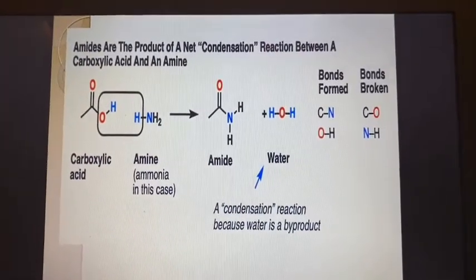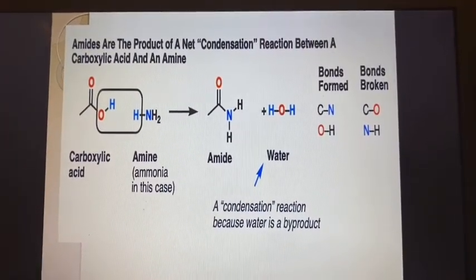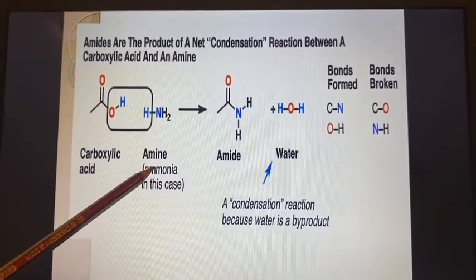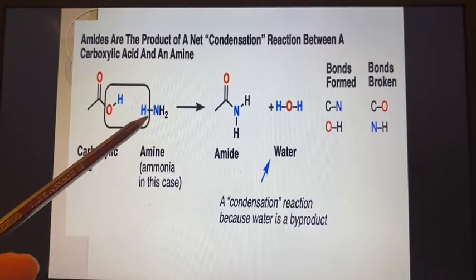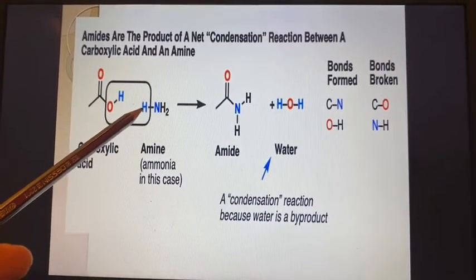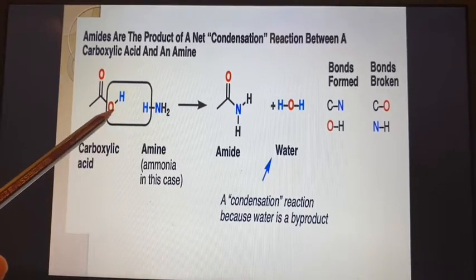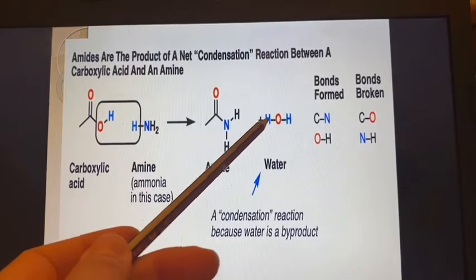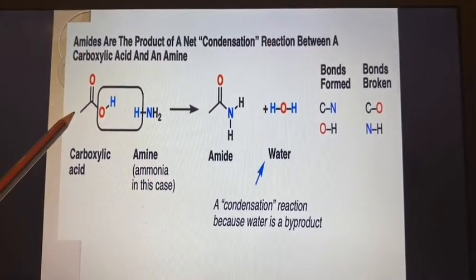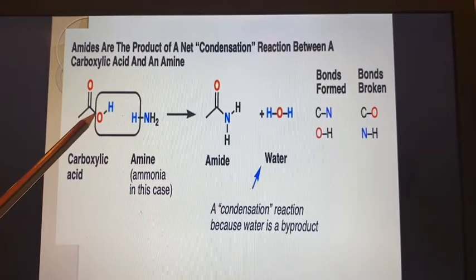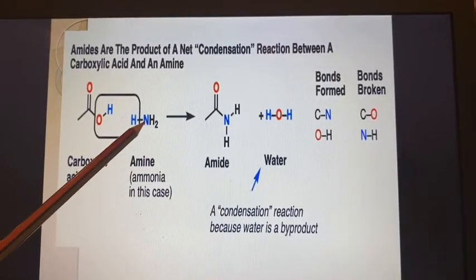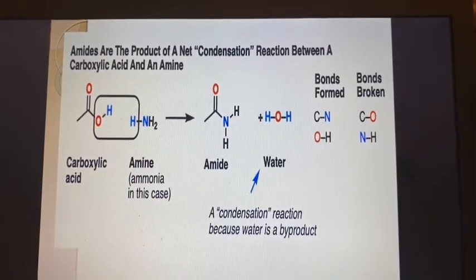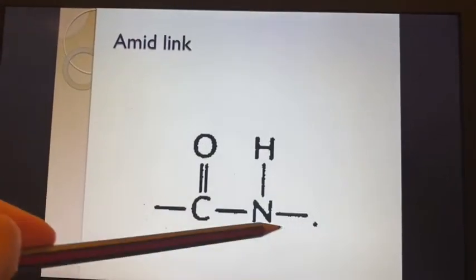Another type of condensation polymer is made by reacting the carboxylic acid with an amine. Okay, amine means NH3. Now, in the amine, one of the hydrogens of the nitrogen will be removed with OH from the carboxylic acid to make water. And a new bond will be made here, O, and this bond will link with NH2. So this is called the amide link.